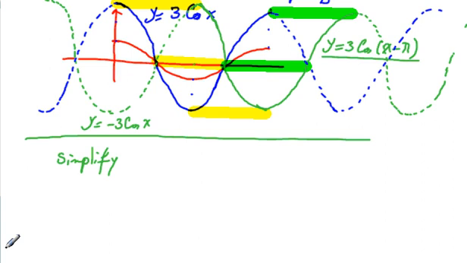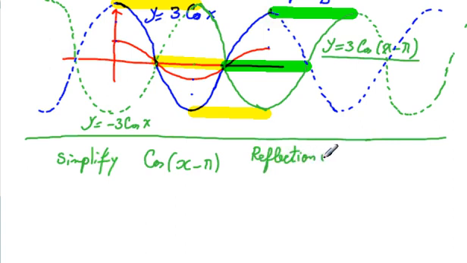Now this is a practice from section 1.5. Simplify cosine of x minus pi. What did we deal with in that section? In that section we talked about reflection identities. Let me, instead of x, use theta so we don't get confused over axes or anything. It doesn't make any difference. What was the deal over there?